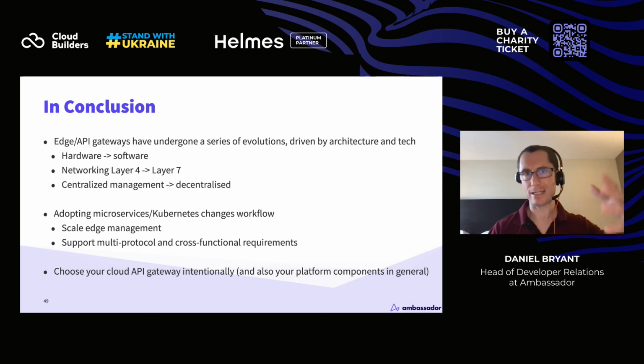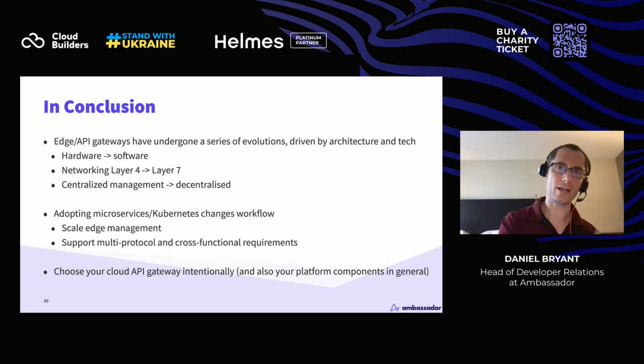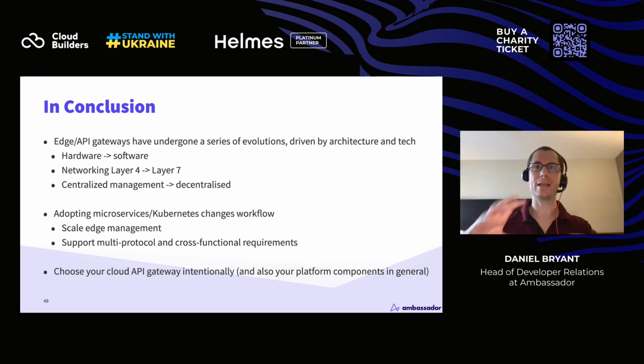How am I going to be updating config? Do my ops team want to set guardrails? Do my developers want to be creating new mappings every day, these kinds of things? Be very intentional with any move towards the cloud, any move towards microservices, and choose your API gateway technology intentionally.